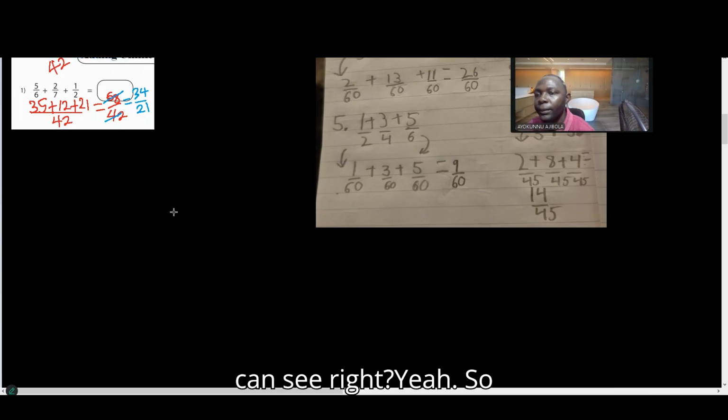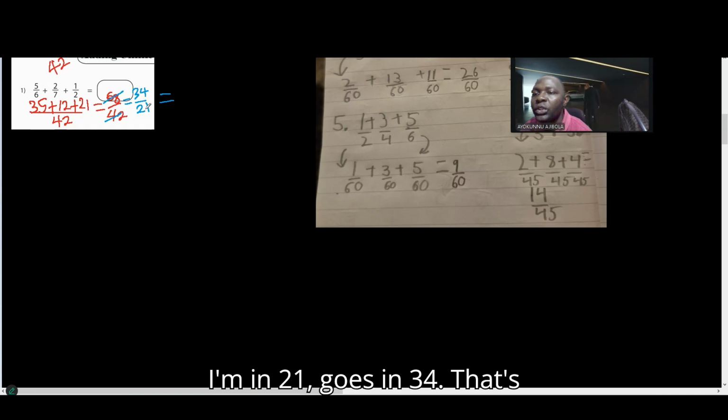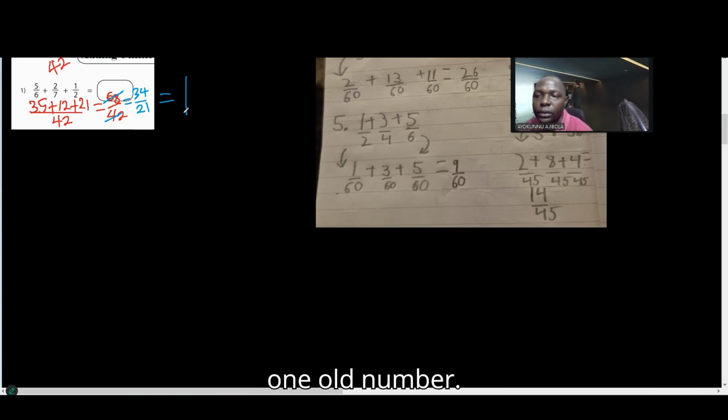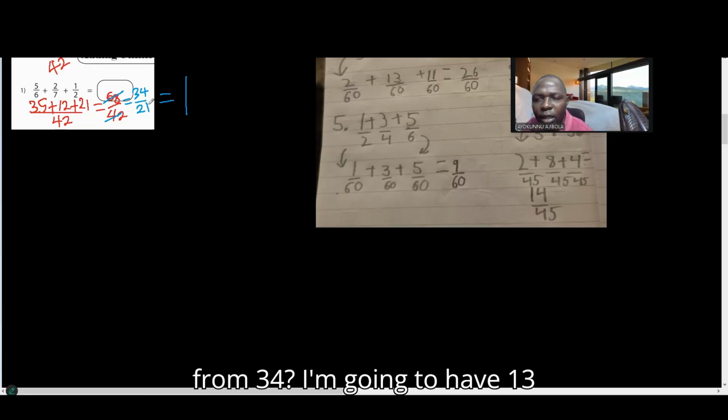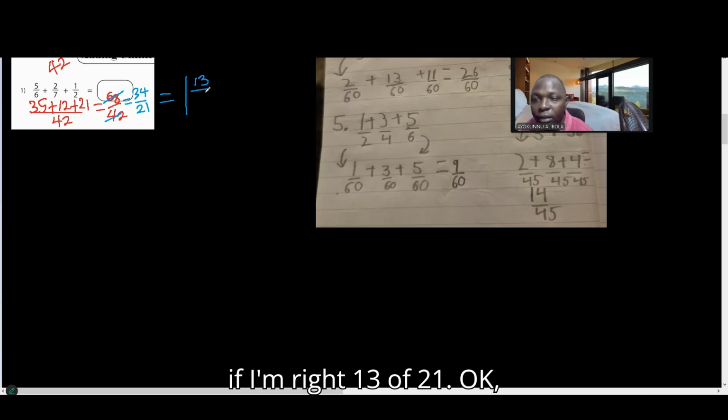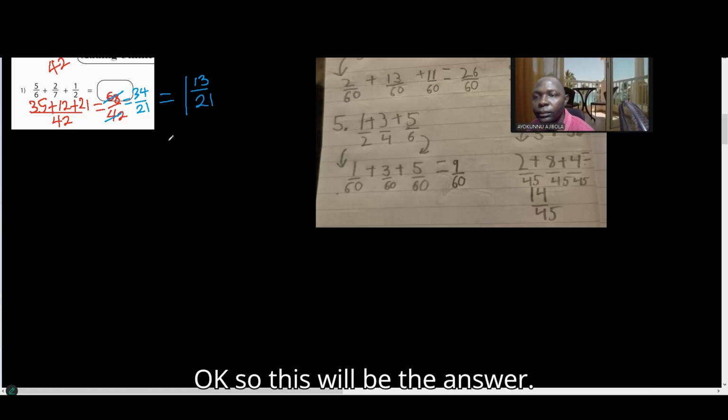Now you can see, right? Yeah. So, how many 21 goes in 34? That's one whole number. What will remain if I remove 21 from 34? I'm going to have 13, if I'm right. 13 over 21, okay? Okay. So this will be the answer.